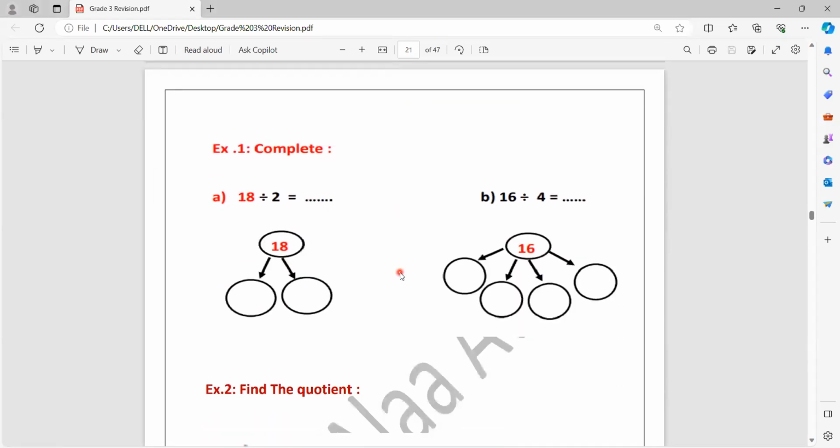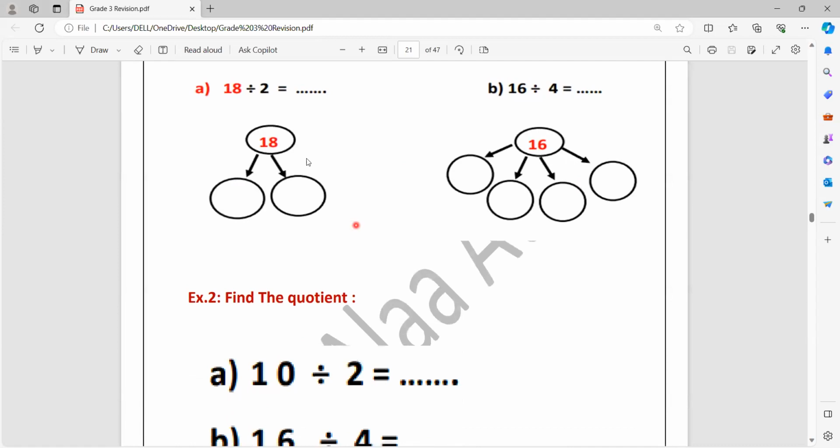Now let's solve some examples on division. If I have 18 and I want to put it in 2 groups, so 18 divided by 2, what do you think each group will include? How many from the 18? Of course, here we will get 9 and here also 9. So 18 divided by 2 equals 9.